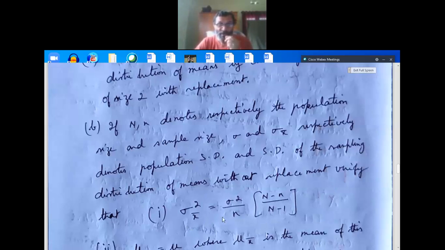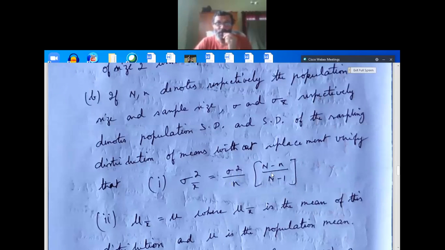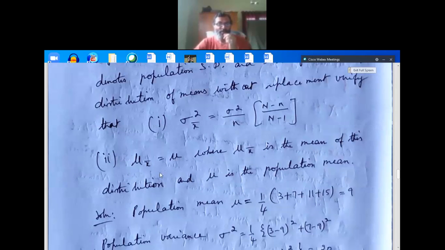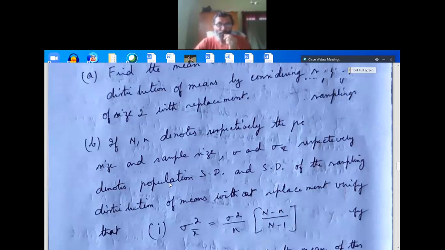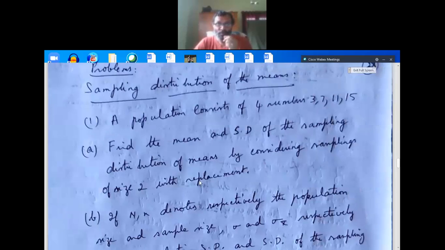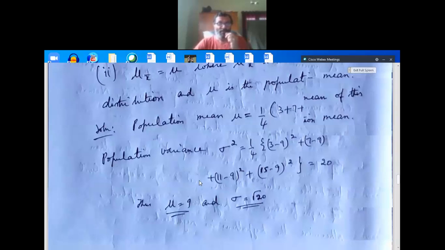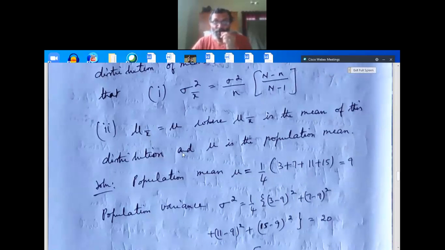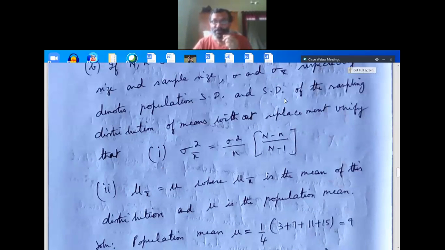Sigma x bar squared is equal to sigma squared by n into capital N minus small letter n divided by N minus 1. And the second sub question is, we have to check whether mu x bar is equal to mu, where mu x bar is the mean of the sampling distribution and mu is the mean of the population.